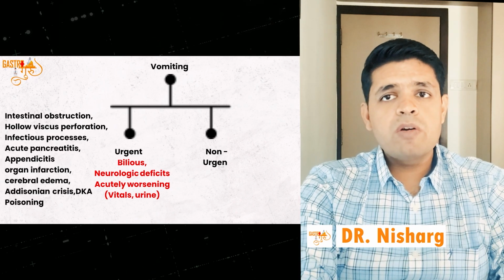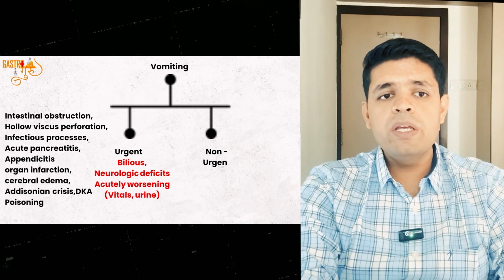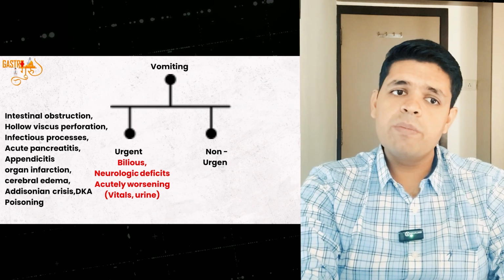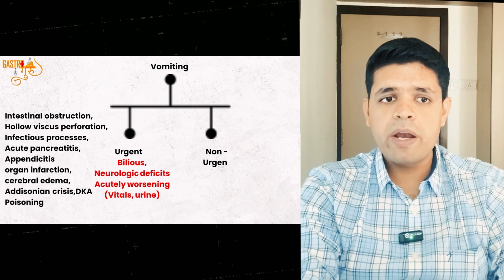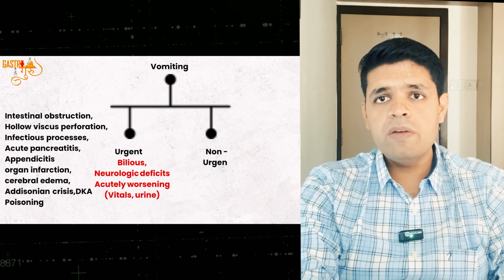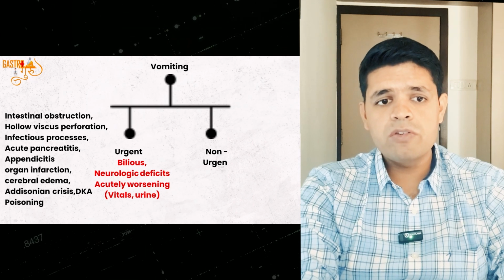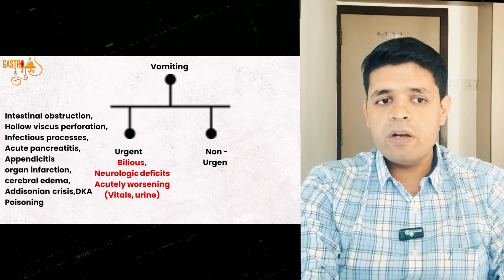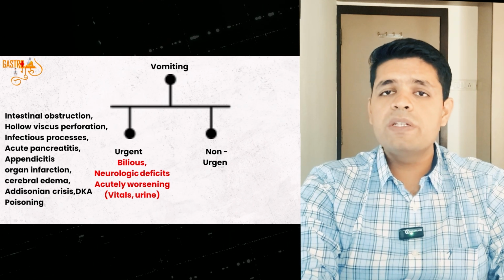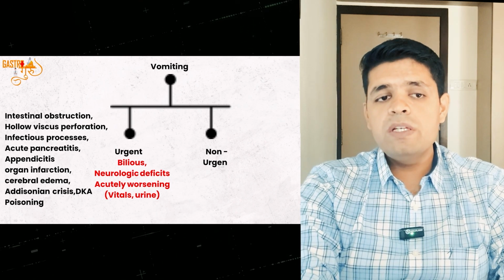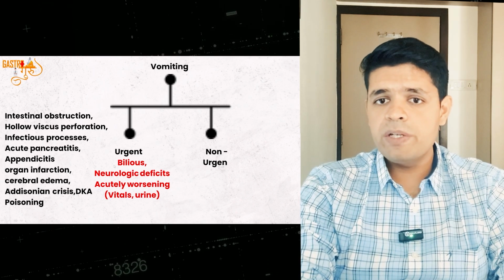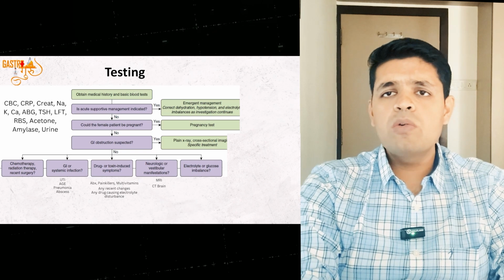I have listed some of the common causes that we come across usually. It can be intestinal obstruction, hollow viscus perforation, some infectious process like acute gastroenteritis, acute pancreatitis, acute appendicitis, any organ infection, even myocardial infarction can cause nausea and vomiting. Any central cause, Addisonian crisis and DKA, these are the metabolic causes, or if the patient is having some sort of poisoning. So these are the common causes in which urgent care is required, and we need to investigate these patients faster. So how to test these patients?